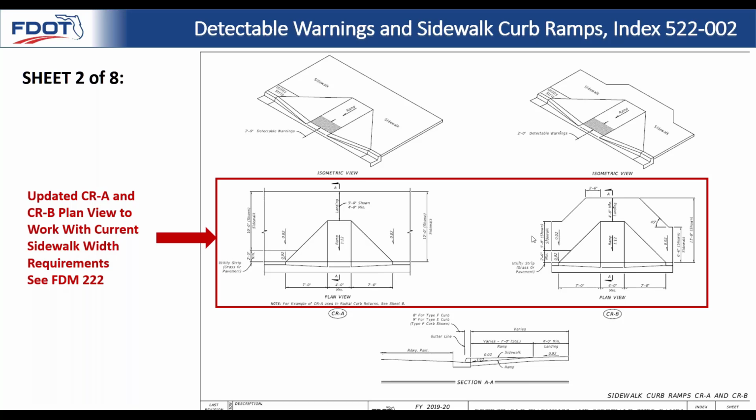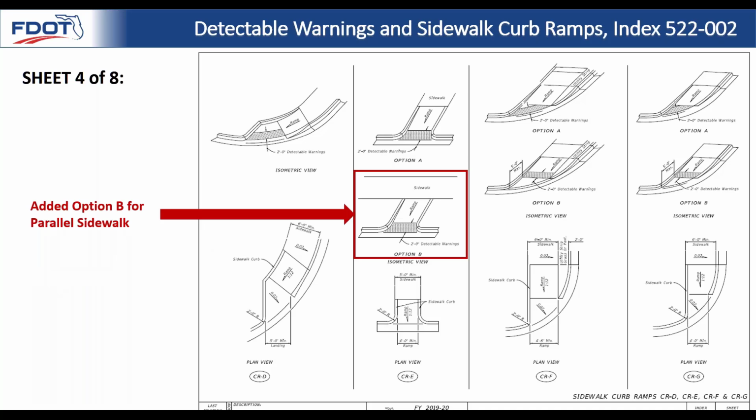On sheet 4, we added an option to the CRE type of curb ramp, and this was really just to draw attention to the fact that in a lot of cases where the sidewalk might have some significant setback from the back of curb, the best curb ramp option is more likely to be the CRE type. We've seen a trend of more of the CRA type of curb ramp in an application where it really didn't fit. So we just wanted to draw attention to that, and we created a separate option showing it with not just a perpendicular sidewalk, but actually with a parallel sidewalk to the curb, just at a larger offset.